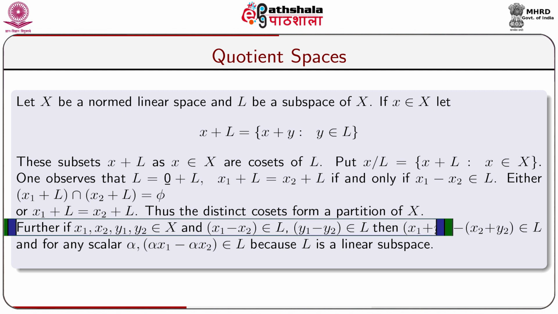Further, if x1, x2, y1, y2 belong to capital X and x1 minus x2 belongs to capital L, y1 minus y2 belongs to capital L, then x1 plus y1 minus x2 plus y2 belongs to capital L. And for any scalar alpha, alpha into x1 minus x2 belongs to capital L. That means, alpha x1 minus alpha x2 belongs to capital L, because L is a linear subspace of capital X.